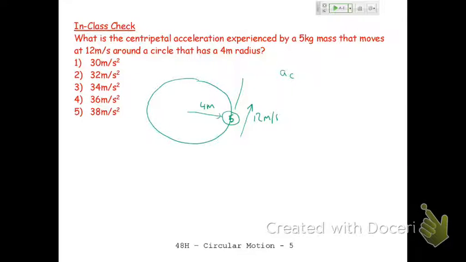A centripetal is equal to v squared over r. So A centripetal is equal to 12 squared over 4. A centripetal is equal to 144 over 4. A centripetal is equal to, what's that, 36? 36. What's the units going to be? Yeah, it's just acceleration. There's nothing wacky because it's centripetal.